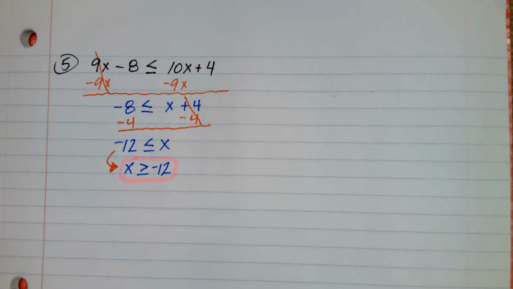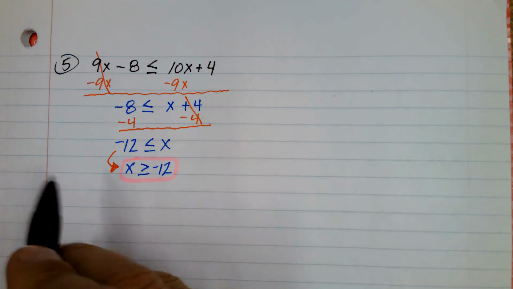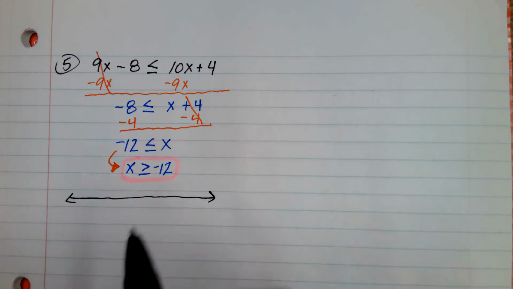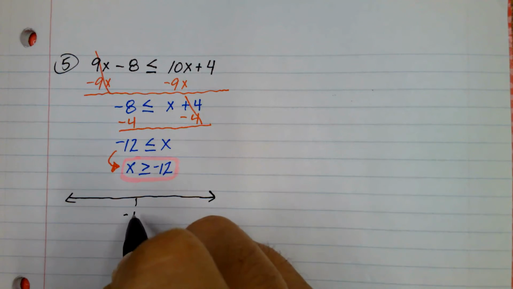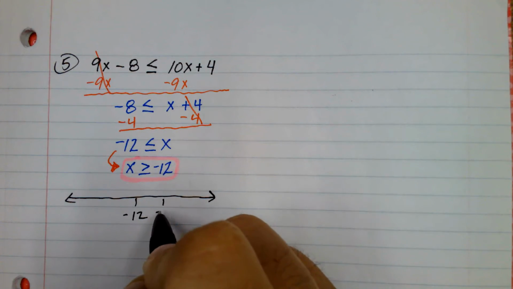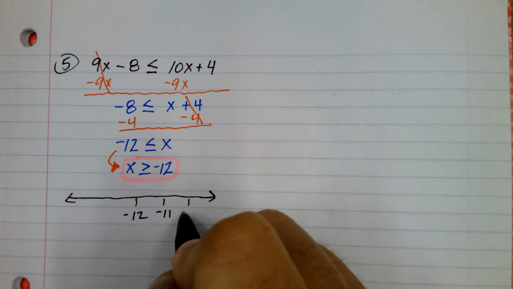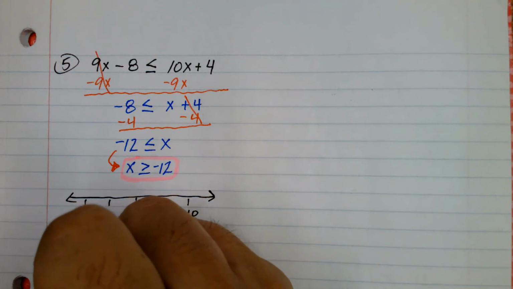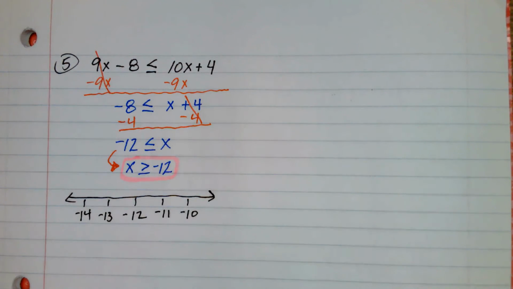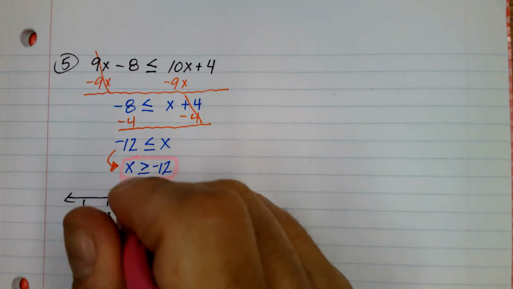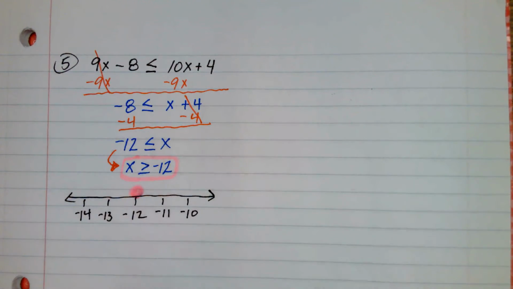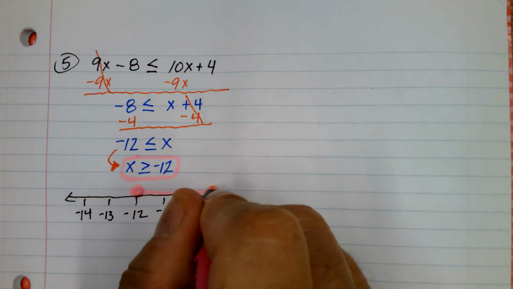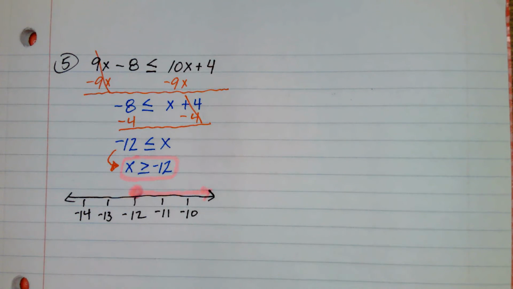Okay? So it all worked out. It's all good, as long as you do your steps correctly, it works out. Okay. And we want a darkened circle in all real numbers larger than negative 12.